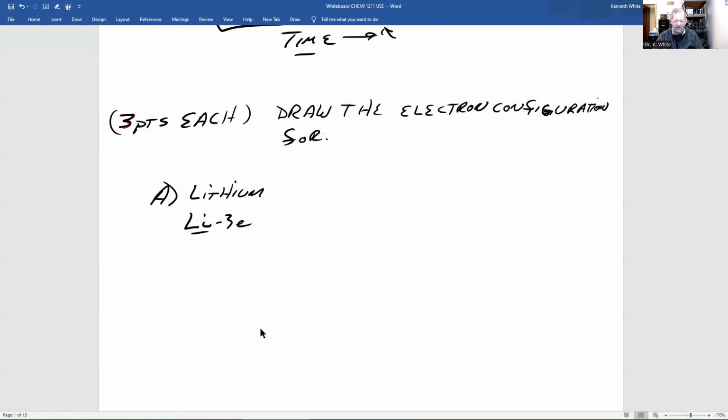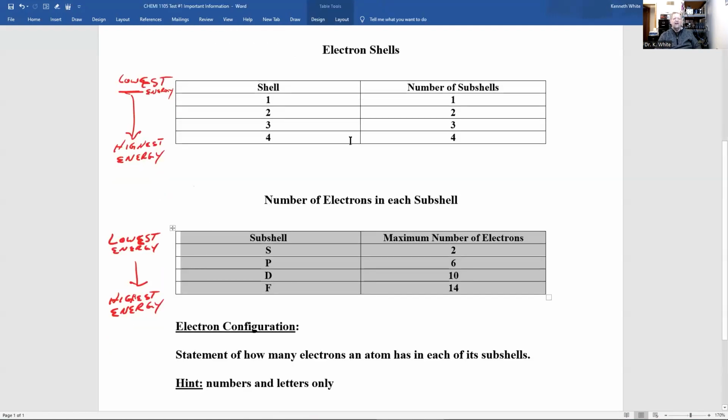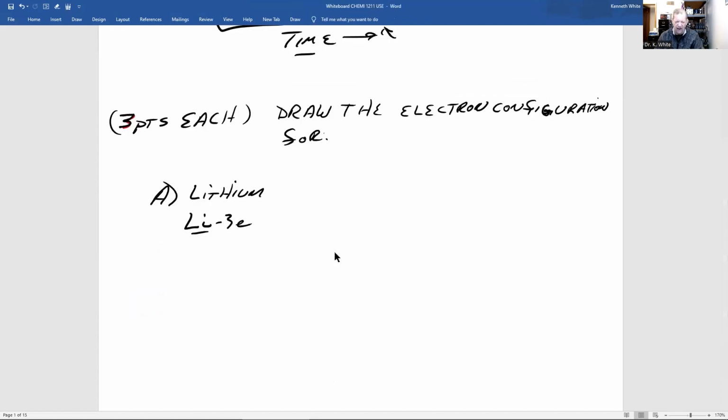Well, remember, you always start putting in electrons in the lowest energy shell and subshell. And if you look here, the lowest energy shell is 1, and it only has 1 subshell, s. So for s subshells, I can only put 2 electrons in. So if we go back to here, the first subshell is 1s. Now, there's something I should note.